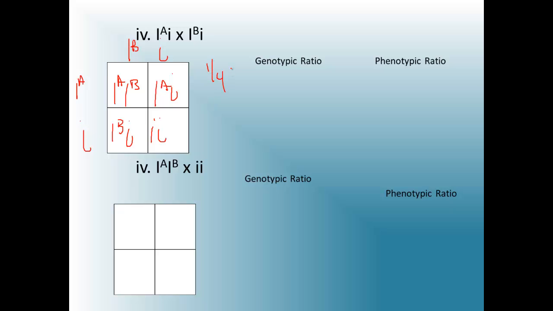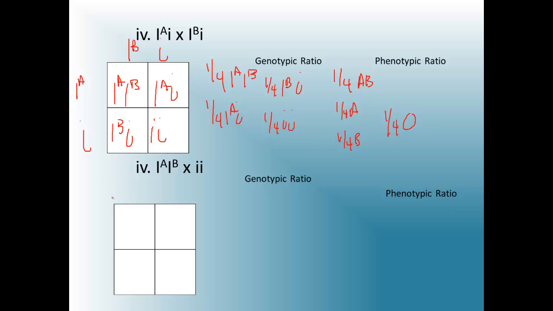So we have 1/4 capital I capital A, capital I capital B, 1/4 capital I A, lowercase i, 1/4 capital I B, lowercase i, and 1/4 lowercase i lowercase i. Again, we're going to have 4 different phenotypes. So you have a 1/4 chance of type AB blood in this cross, 1/4 chance of type A, 1/4 of type B, and 1/4 of type O.